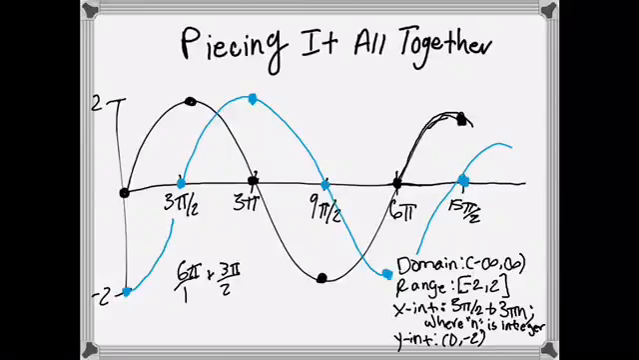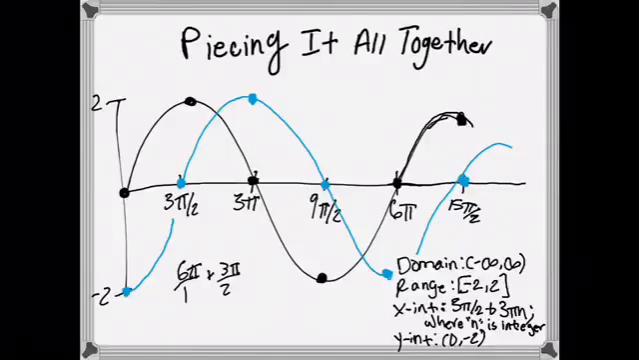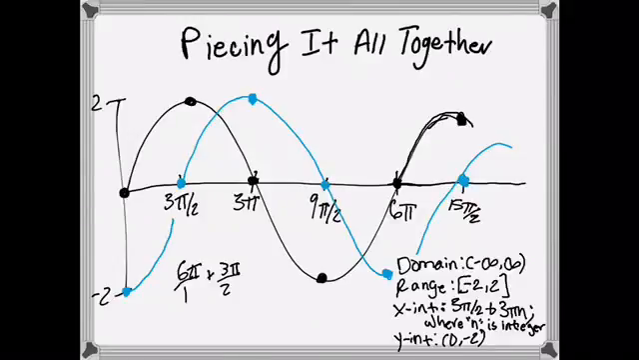When writing the x-intercept, we must denote it as 3 pi over 2, which is the first positive integer on the x-axis, plus 3 pi n, which is the distance between each point on the x-axis, where n is a real integer. Lastly, the y-intercept is equal to 0, negative 2.